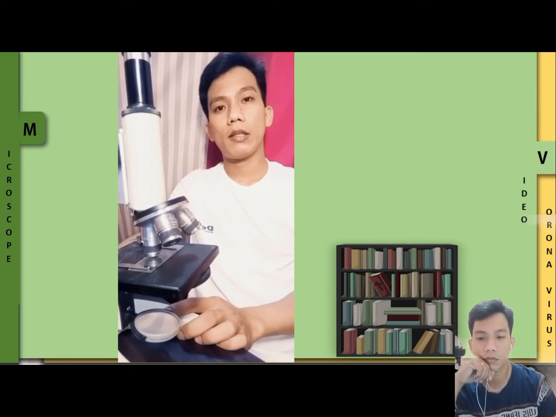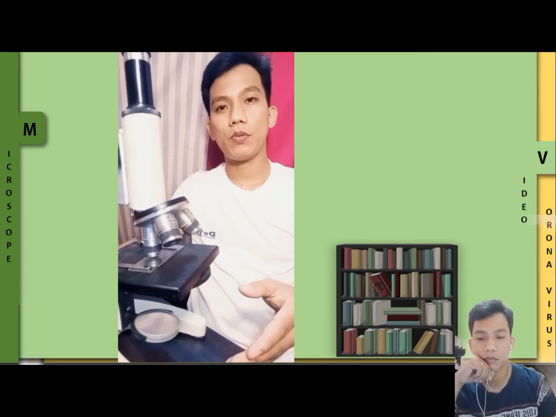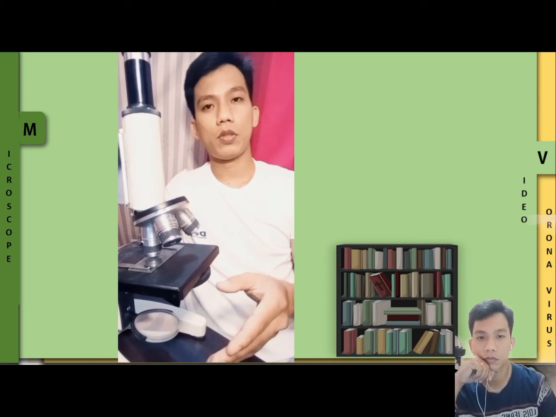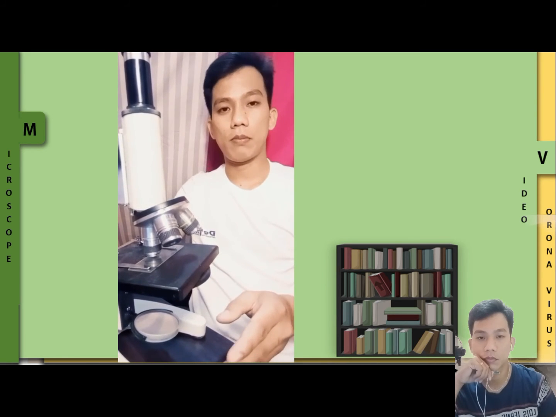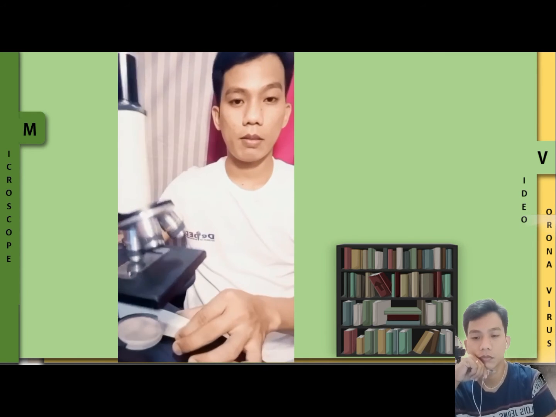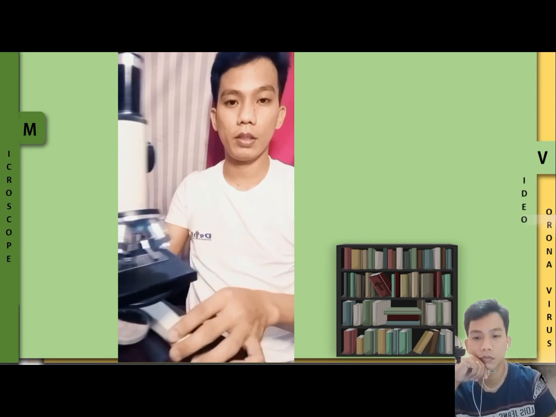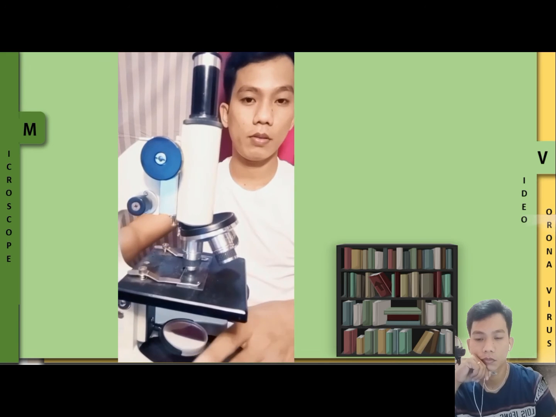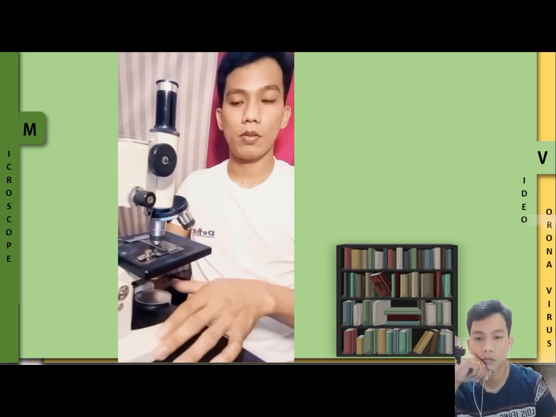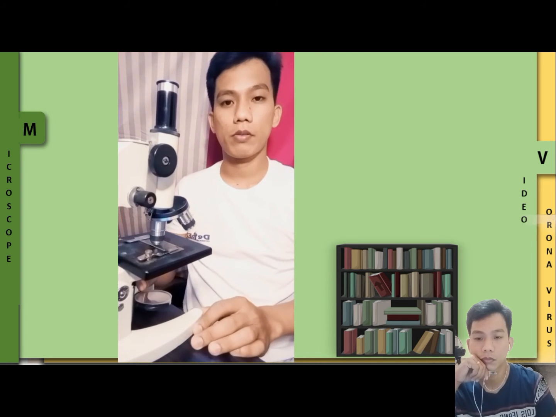We go to your mechanical parts. The mechanical parts would be the base, the body tube, the coarse adjustment knob, the fine adjustment knob, inclination joint, stage, and the stage clip. So, let's start with the base. The base is at the very bottom. The base is this one. It holds the other parts above it so that our microscope can stand.